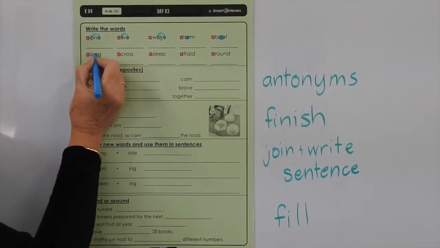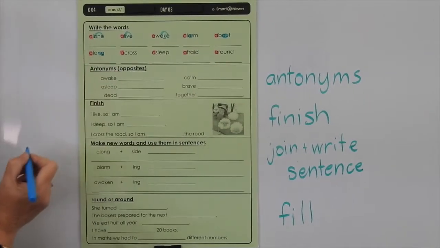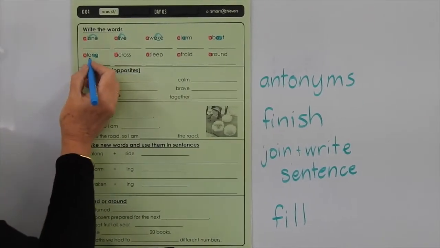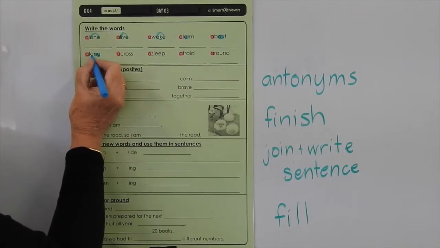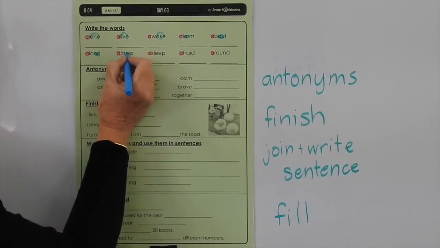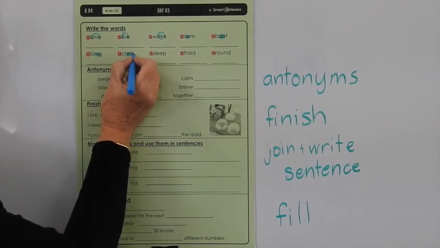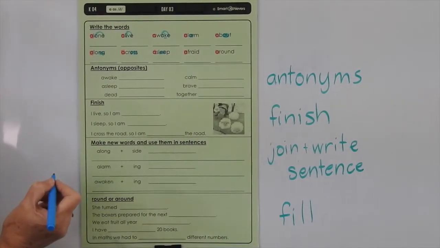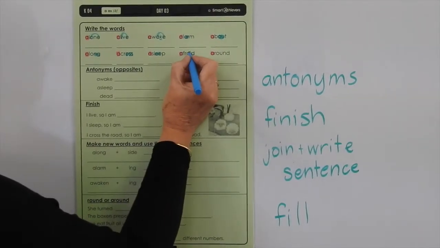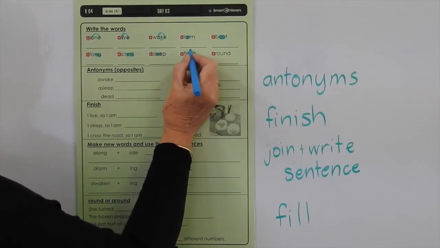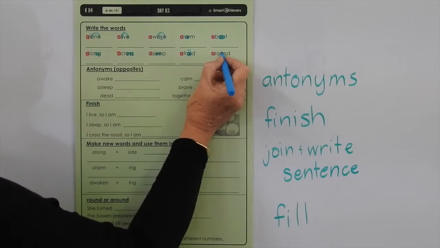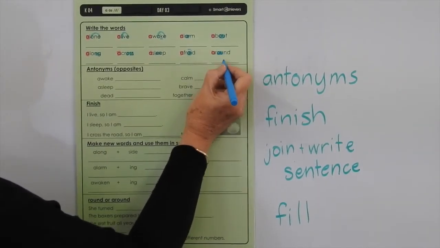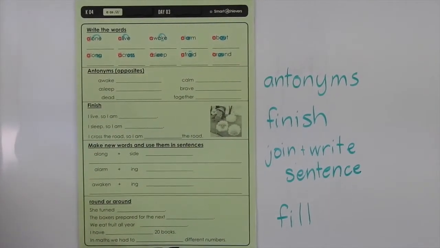In along, we've got that ng sound as in wrong or long. In across, we've got a short vowel sound, so we're ending it with two S's. In asleep, we're using the double E for the long E sound. In afraid, we're using the AI for the long A sound. And in around, we've got that OW sound, OU, in there.